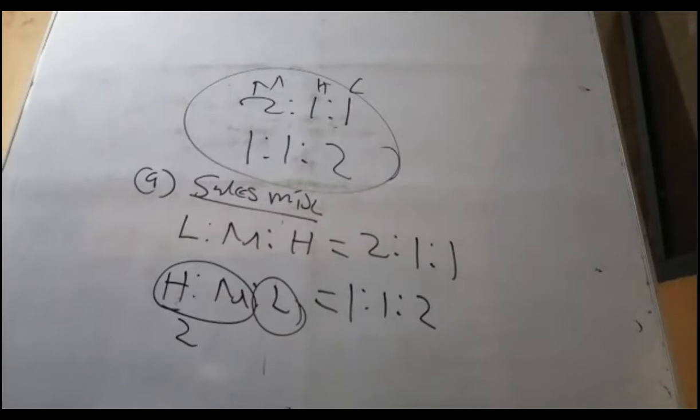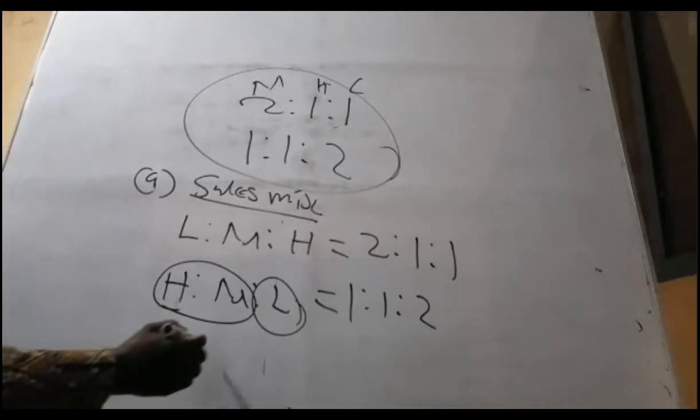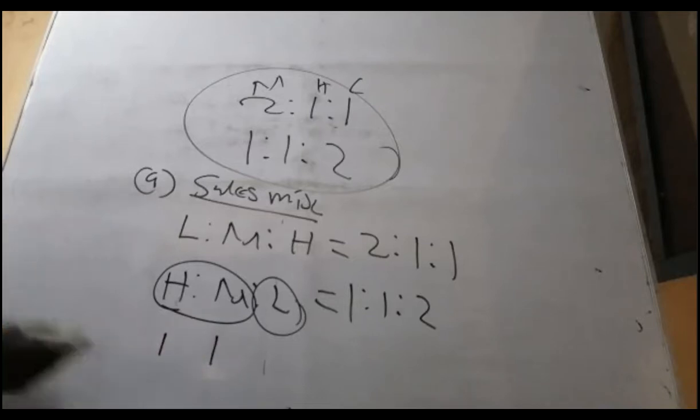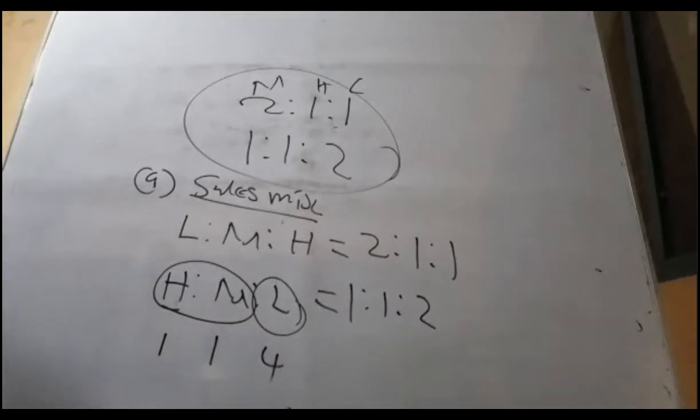So in that case, what will be the case? If I have 1 here and 1 here, I'll sum them up. I'll get what? 2. So this one will be what? 4. That's the alternative solution.